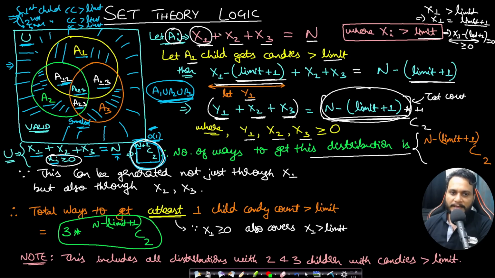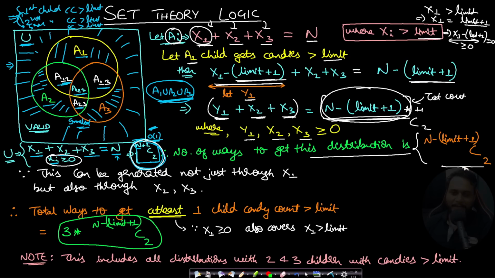Now in this case I assumed that the first child actually gets the candy count greater than the limit, but it can also happen to the second child or the third child as well. Therefore the exact same count will happen whatever child you assume. So I will be taking this term and multiplying it by 3 because I will get the same count, isn't it? So this is giving me the total ways to get at least one child candy count greater than limit. At least one. It is not exactly one. So it is also covering the case of 2 and 3 times.